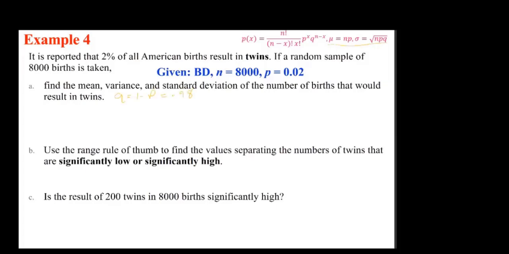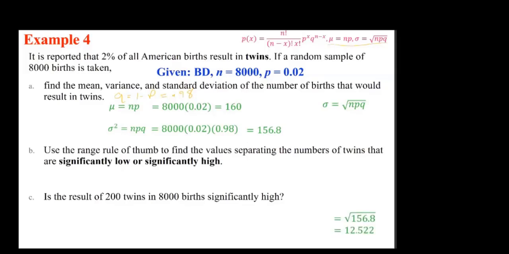So Q is 1 minus 0.02. Mu is N times P. You multiply the two numbers and you come up with the answer. Sigma squared is the product of three pieces, N, P, and Q. And again, Q is 1 minus P. You come up with the answer. And now you need to take a root. Sigma, the root of that number, is 12.522. So we got the mean, the variance, and the standard deviation. We got all of those. So that's part A, very straightforward. Mu equals NP, sigma equals the square root of NPQ.